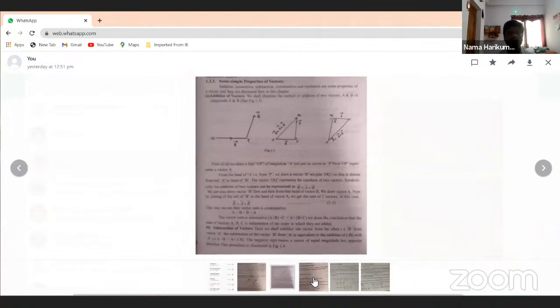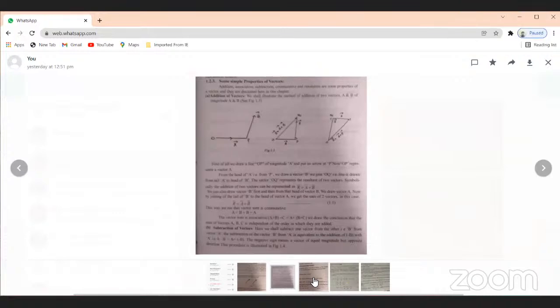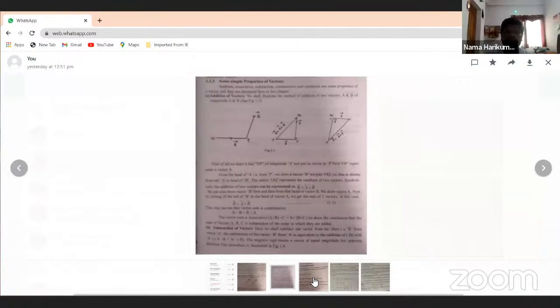So next one is some properties of vectors. There are some properties in the vector. First one is addition of vectors. Before that, are these definitions clear? If you have any doubts in the definitions, ask. Yes, sir. No doubts, right? So next one, properties of vectors.